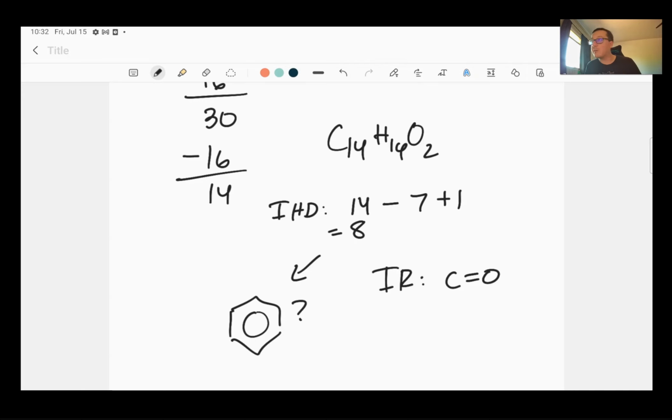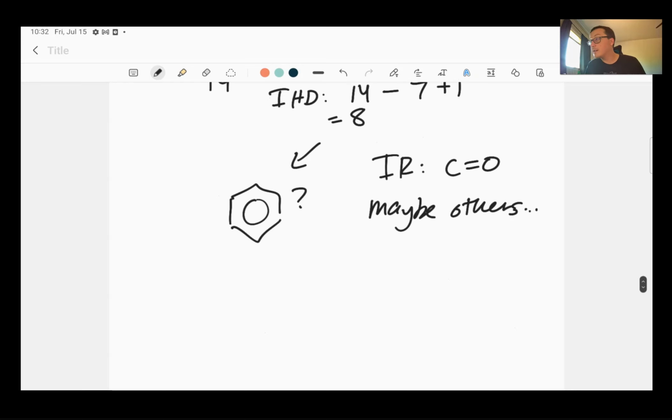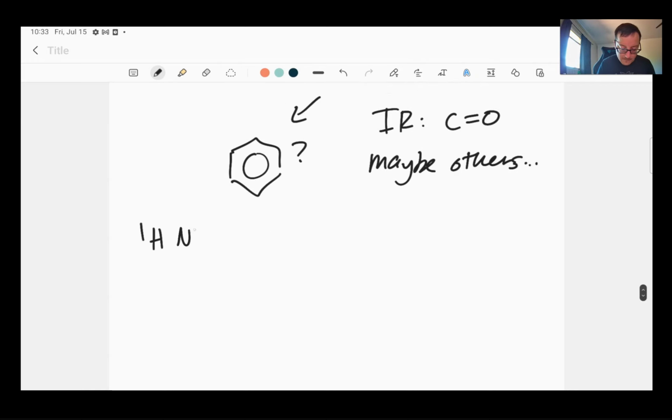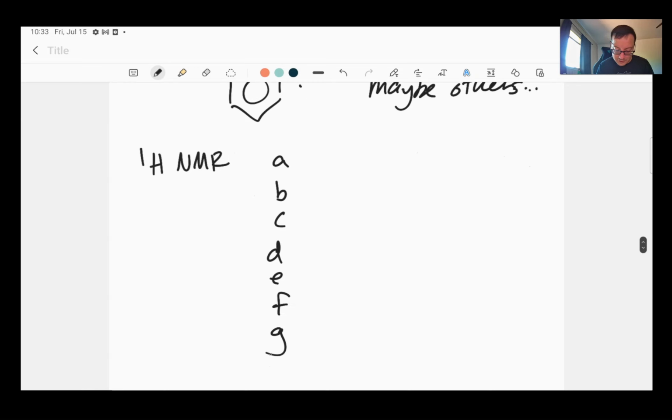We just see we have a carbonyl, maybe something else. But that's okay, because IR is the least useful of our spectra. Now we've got 1, 2, 3, 4, 5, 6, 7, 8 peaks on proton NMR: peaks A, B, C, D, E, F, G, H. Let's write out all of our chemical shifts, the multiplicities, as well as the integrations.